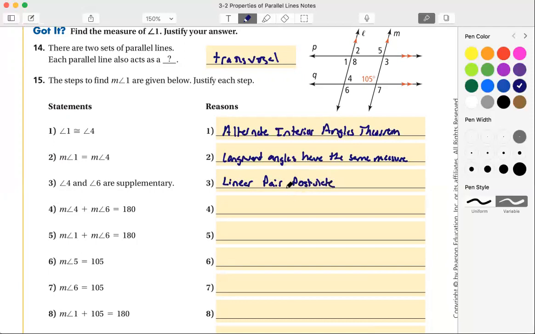What does the linear pair postulate state? Well, it says the sum of two angles must equal 180 degrees. So this is the definition of supplementary angles. Since I know 1 and 4 are equal, I know 4 plus 6 equals 180. I can substitute, or use the transitive property and get rid of this. So this is the transitive property, or substitution, actually. You could say either one.